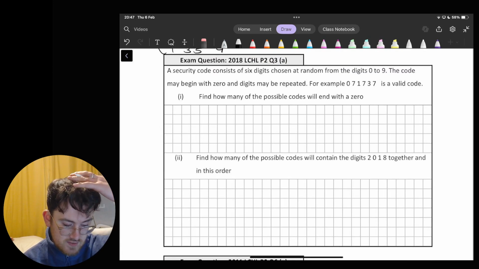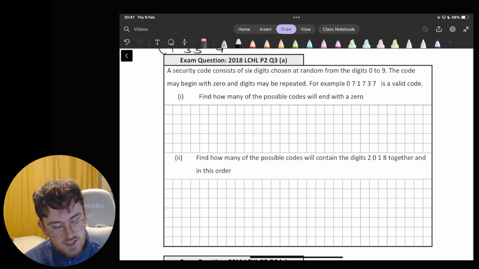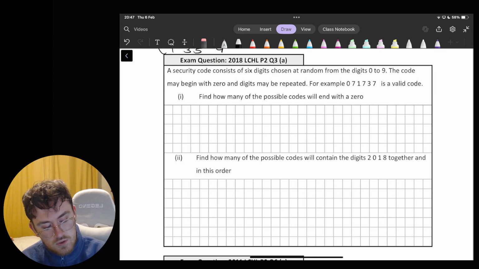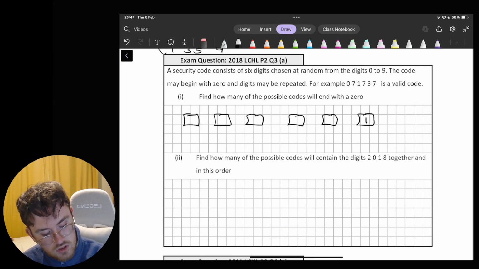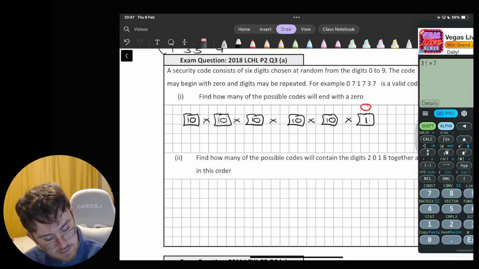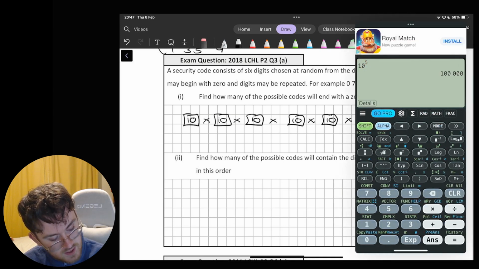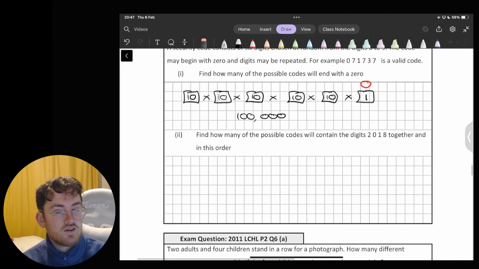A security code consists of 6 digits chosen at random from the digits 0 to 9, so that's 10 digits. The code may begin with 0 and digits may be repeated. Find how many of the codes will end with a 0. So 6 digits need to be chosen. There's only one choice for the last digit because it has to be 0. There are 10 choices for the first ones. So 10 by 10 by 10 by 10 by 10, so 10 to the power of 5, which is 100,000 codes. So 100,000 codes will end with a 0.